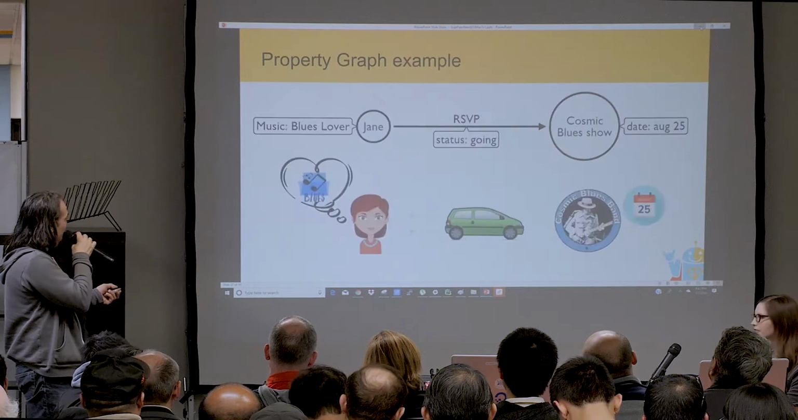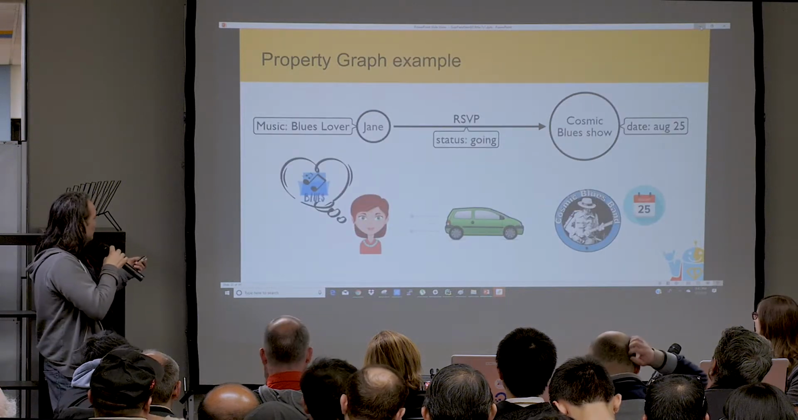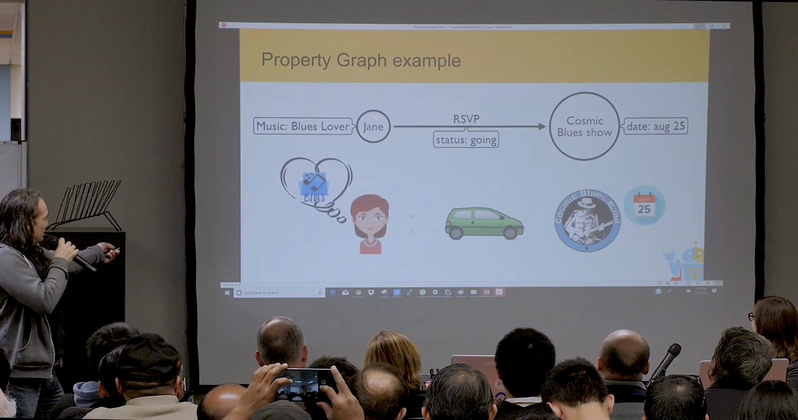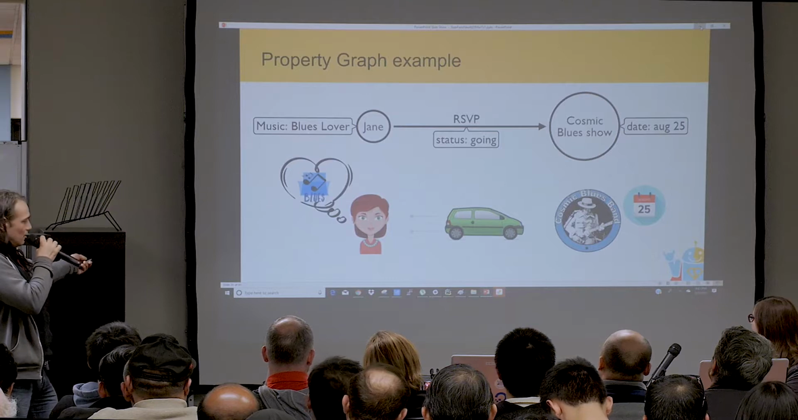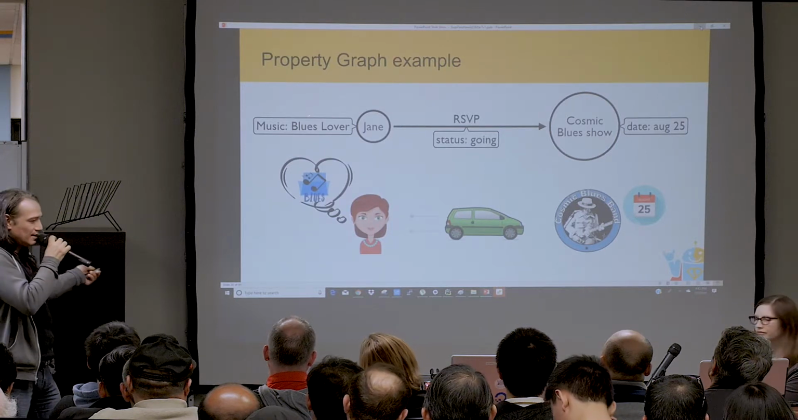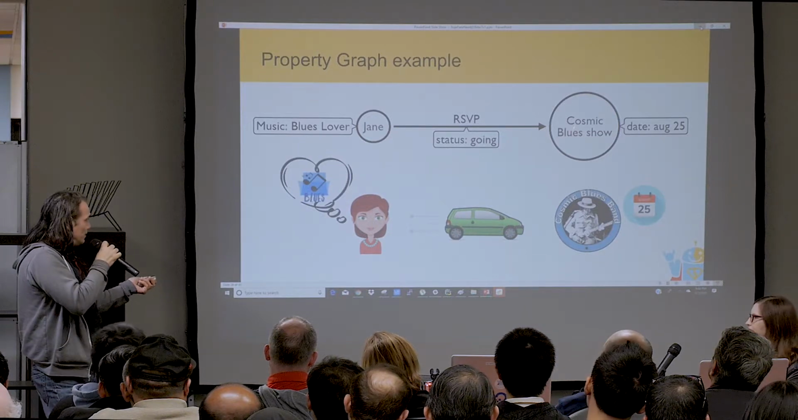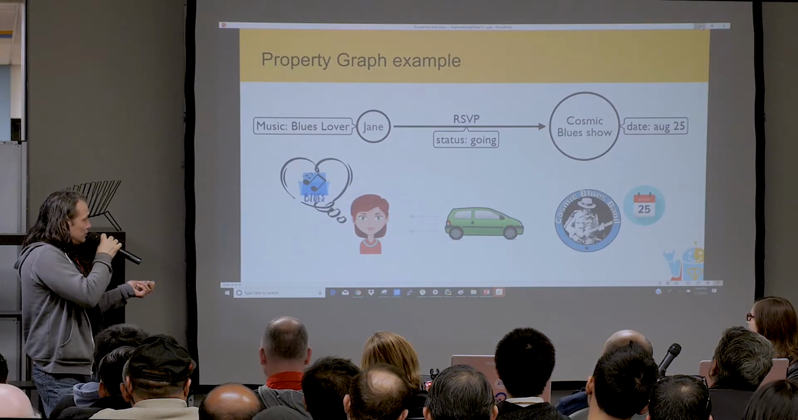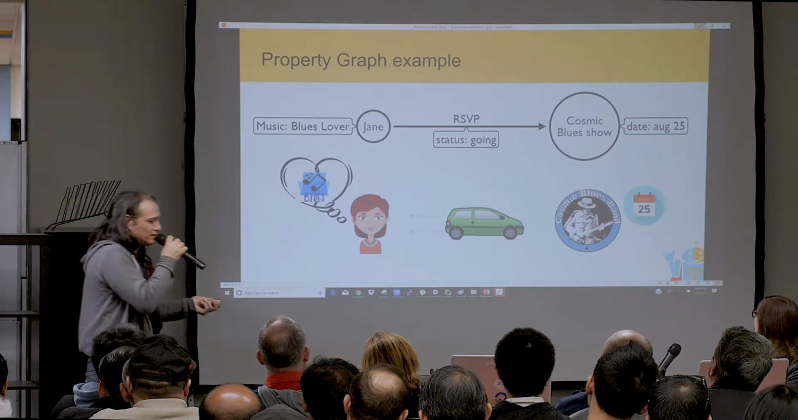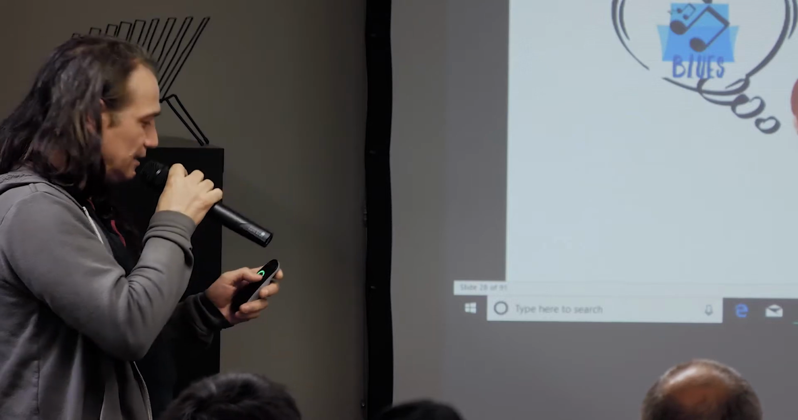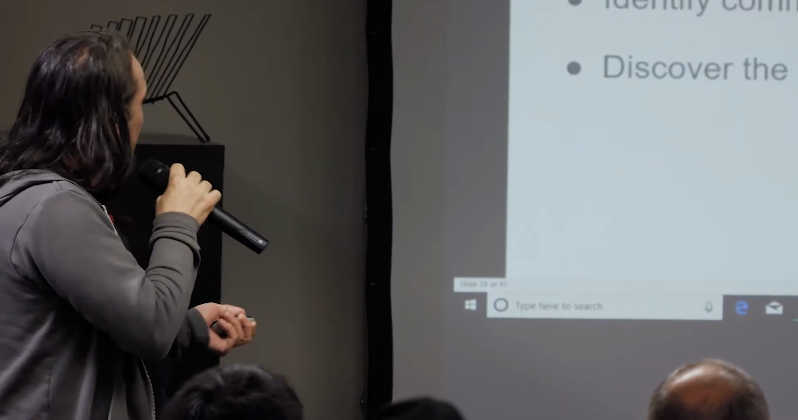So it's pretty straightforward. In our use case, from an event promotion perspective, we have an RSVP user who has a key value pair of being a blues music lover and an RSVP status of going to our event dated August 25th. It's pretty intuitive. When you look at graph databases, you can express them very easily visually. And me being a visual person, I naturally gravitated towards them.